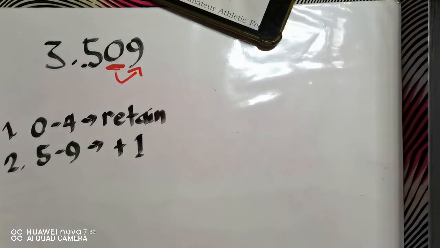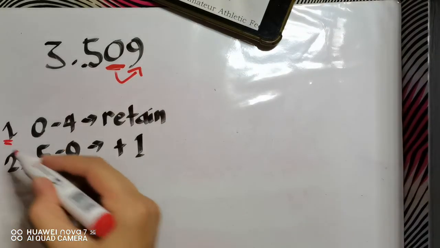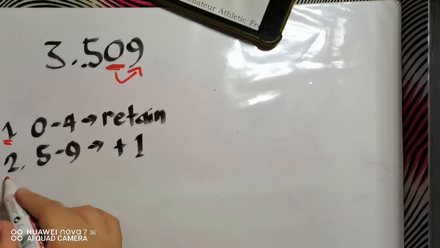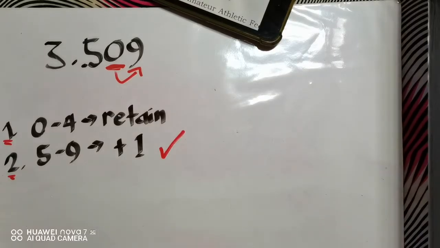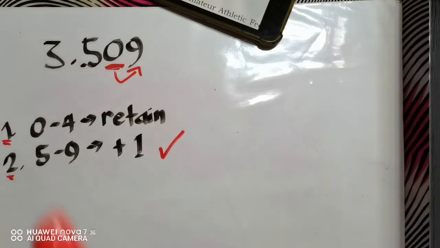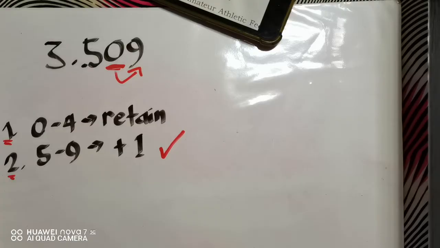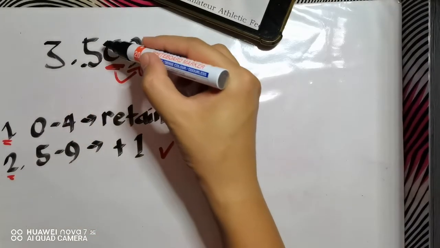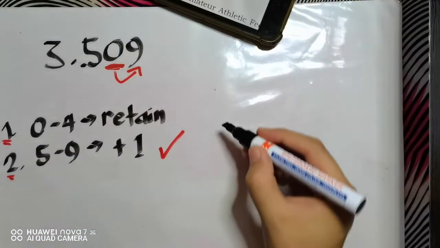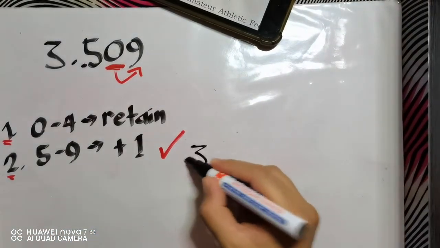Anong rule ang gagawin natin? Should we be using rule number 1 or should we be using rule number 2? So, ang gagamitin natin ay rule number 2. Correct. So, ibig sabihin, magdadagdag tayo ng isa or plus 1 to the number to be rounded. So, ano mangyayari yon? Wala tayong pakialam dun sa mga naunang numbers, so we just have to copy them. So, 3.5.